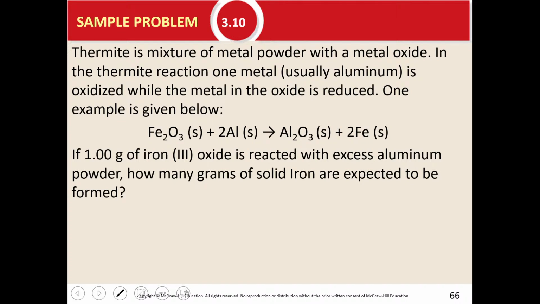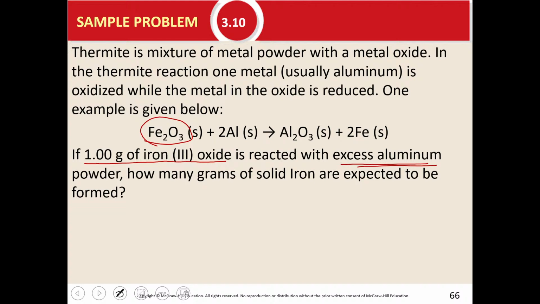We say one example because this can happen with several different metals, but the most common one is aluminum because it is easily oxidized. So here they're telling you if you have 1 gram of iron 3 oxide, here's your iron 3 oxide, you have to be able to pick out the compound from the name, okay? If you're still unsure how to do that, go back to the nomenclature naming rules. And they're telling us it's reacted with excess aluminum.